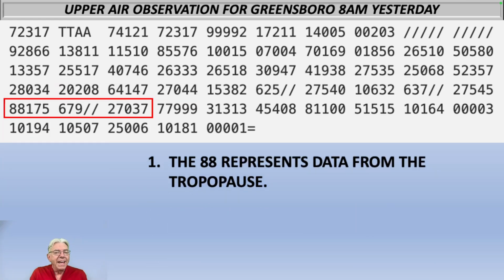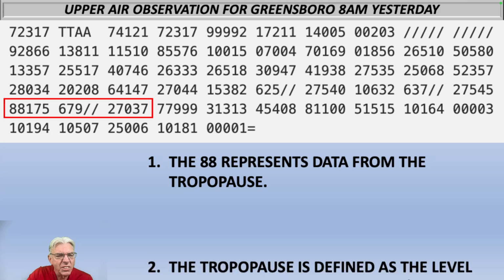Okay, the 8.8 in this group represents the data from the tropopause. What is the tropopause? It is the top of the troposphere, the boundary between the troposphere and the stratosphere, which is the next level above it.